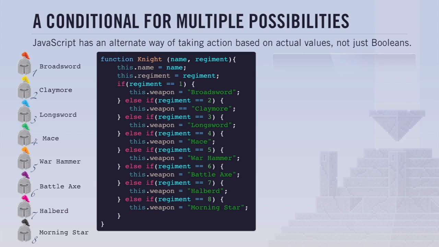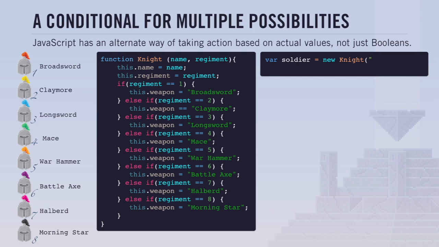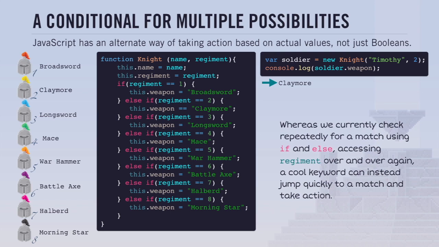So if we made a new soldier variable and we assigned it a knight from the constructor, we would pass in, let's say, Timothy, and he should be assigned to Regiment 2. When we logged out this soldier's weapon, you can see that we would get the claymore. But in this code, it's kind of tedious, right, to type all of this out where you're repeatedly using if and else, and the processor has to repeatedly check the regiment value over and over again.